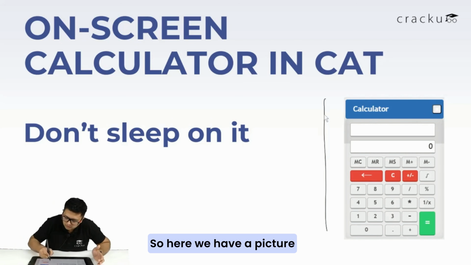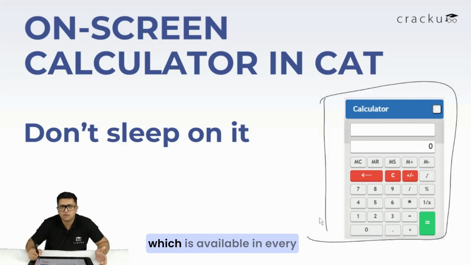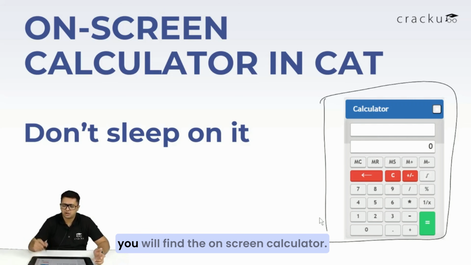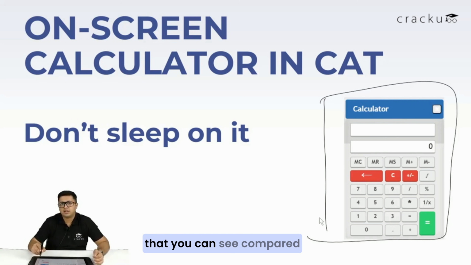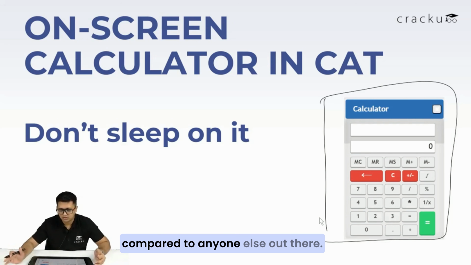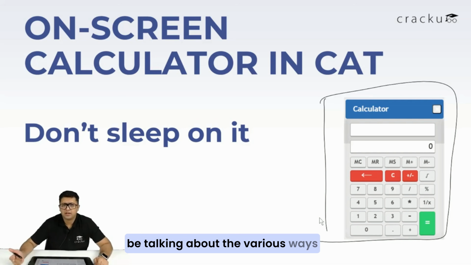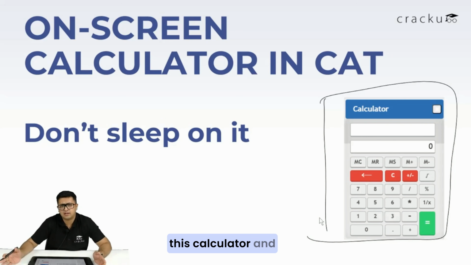So here we have a picture of the on-screen calculator, which is available in every single Cracku test, daily target, study room, and mock sectional you take. This is the most similar thing you can find to the on-screen calculator in the CAT, compared to anyone else out there. As I said, in this video I'll be talking about the various ways you should be utilizing this calculator and why calculators can be very effective.